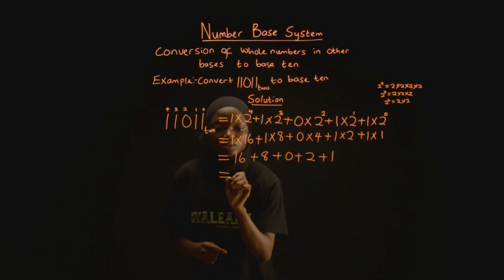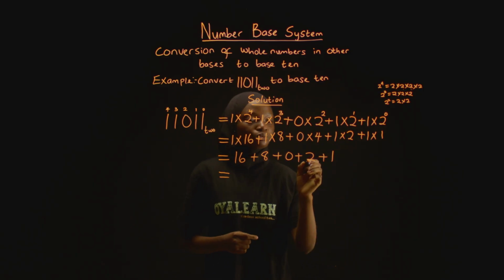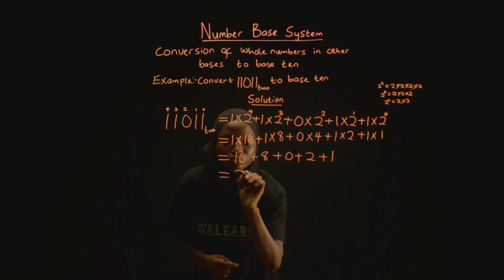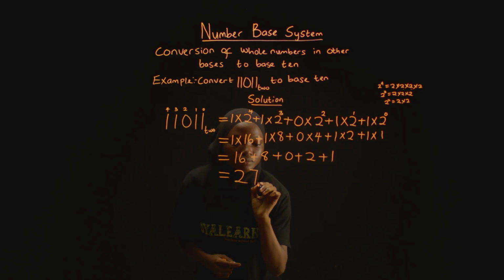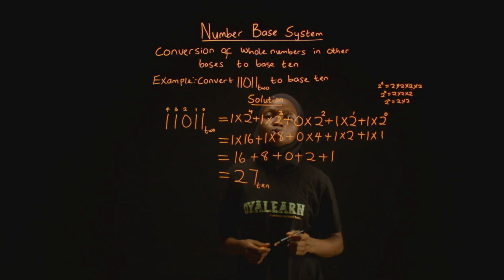Let's add. 16 plus 8, that gives us 24, plus 0, 24, plus 2, 26, plus 1, 27. So we have 27 base 10. And that's how to convert a whole number in base 2 to base 10.